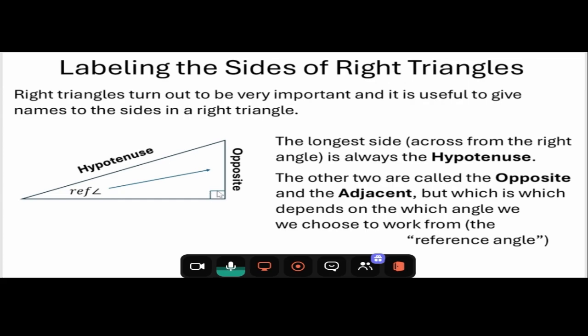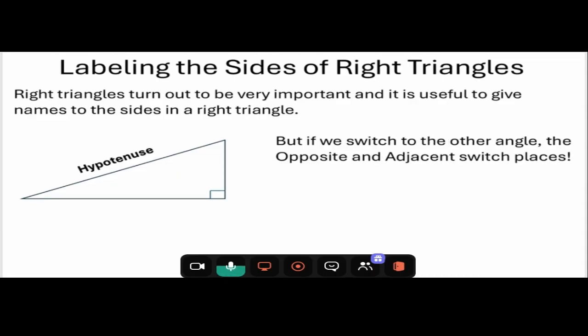Notice that can't possibly be the hypotenuse, right? Because you're not going to work from the right angle. The right angle is the right angle. You're going to work from one of the other two. And then kind of the leftover one is the adjacent. It's the one that the reference angle touches. That's why it says adjacent, other than the hypotenuse, which already has a name.